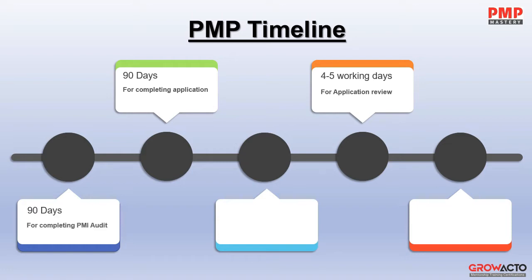In any case, if your application is shortlisted for a PMI audit, you will get a 90-day time period to complete the PMI audit process. Also guys, within 1 year you can take 3 attempts for your PMP exam. In case you fail to pass the PMP exam in 3 attempts within 1 year, then you have to restart with a new PMP application.